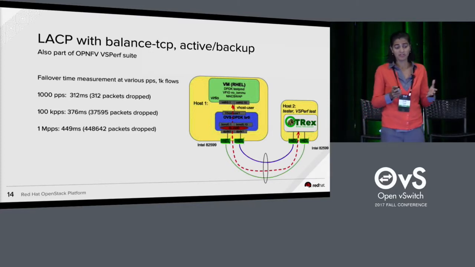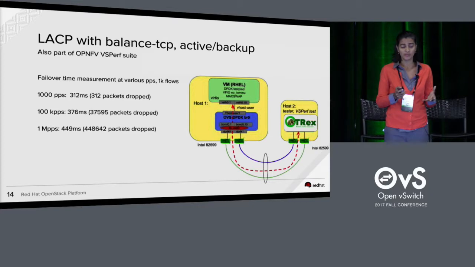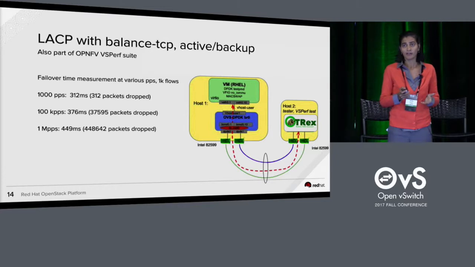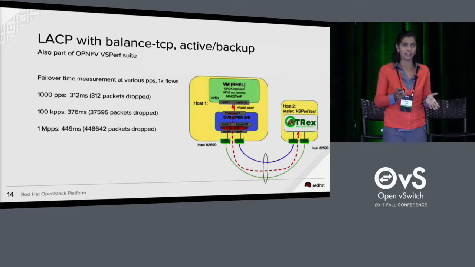And a rough indication is we started with 1,000 packets per second, 100K packets per second, and 1 million packets per second. And we're roughly seeing between 300 to 450, 500 millisecond downtime during the switchover from an active link to a backup link.